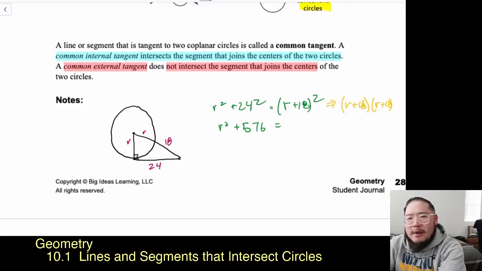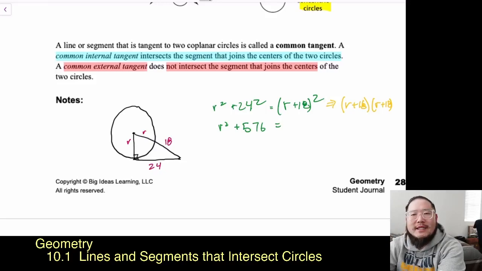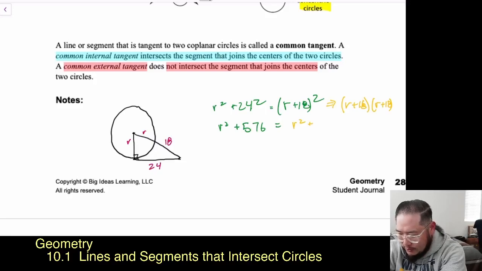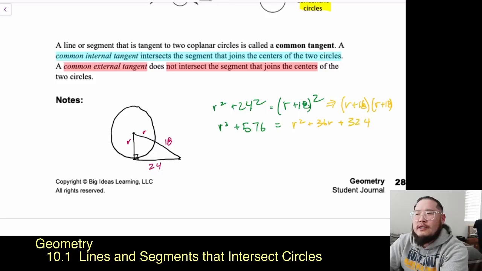Many students will just put r squared plus 324, instead of remembering that this right here is r plus 18 times r plus 18, and you're going to have to FOIL this out. That is the common mistake. So let me go ahead. We get r squared plus 18r plus 18r, which is going to be 36r, and then plus 324. So once again, I just FOILed things together to get that trinomial.